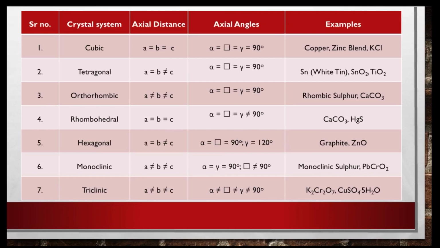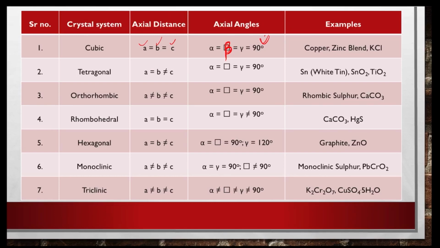There's been a misprint over here. Wherever there is a square, it is a beta. Okay? Wherever there is a square, it's a beta. So in cubic unit cells, you will see that a equals b equals c, that is all the edge lengths are equal, and alpha equals beta equals gamma, that is 90 degrees. All the interfacial angles are 90. Cubic unit cell, पता चलता है हमको क्यूब क्या होता है, हमें पता है.